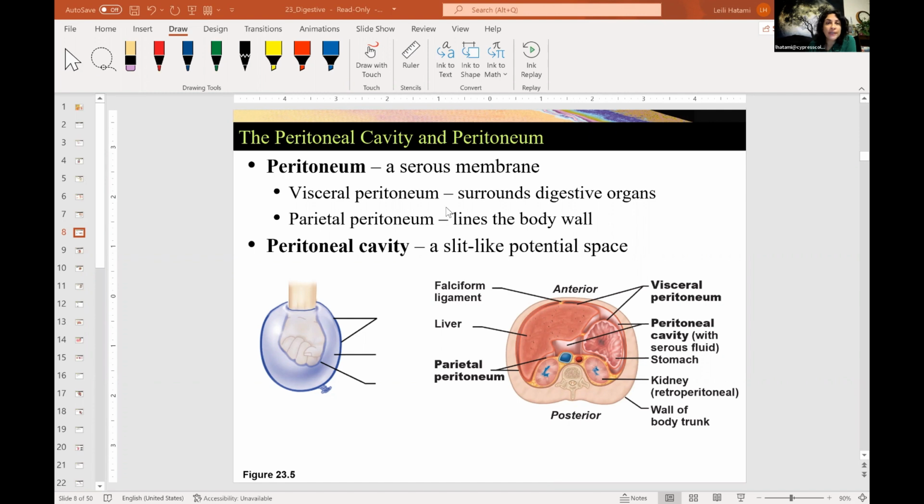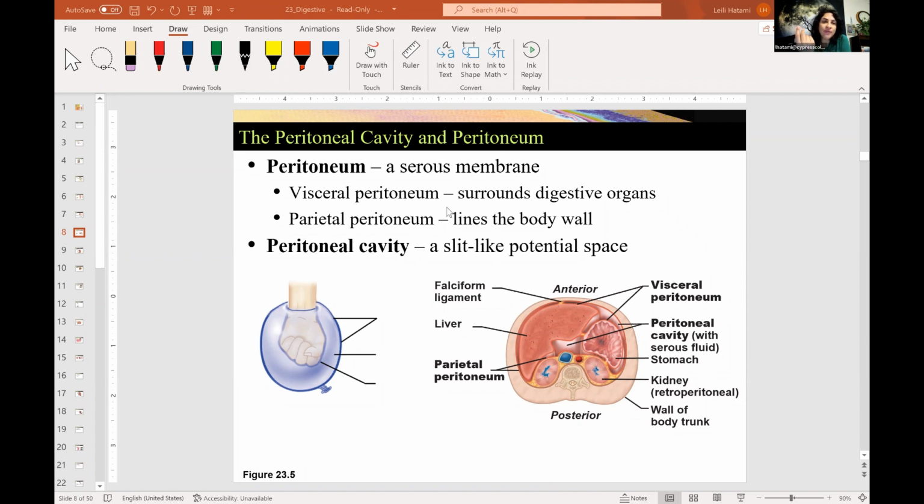The peritoneum is the serous membrane which covers the abdominal organs. We talked about the serous membrane before, right? The serous membrane which covers the lung is called pleura. The serous membrane that covers the heart is called the pericardium, and the peritoneum is the serous membrane which covers the organs of the abdominal pelvic cavity.